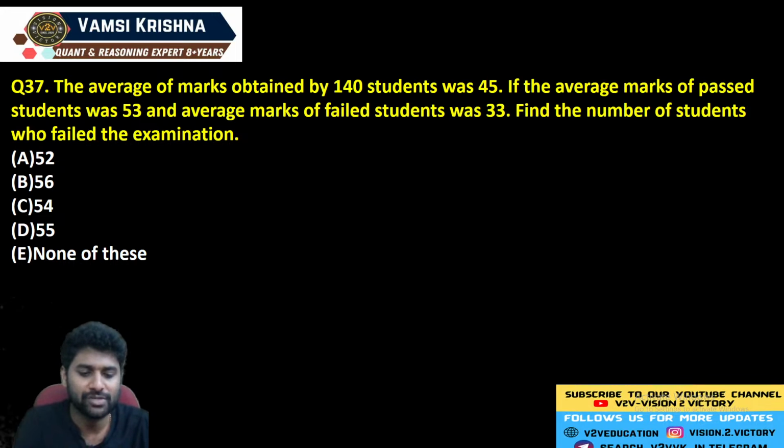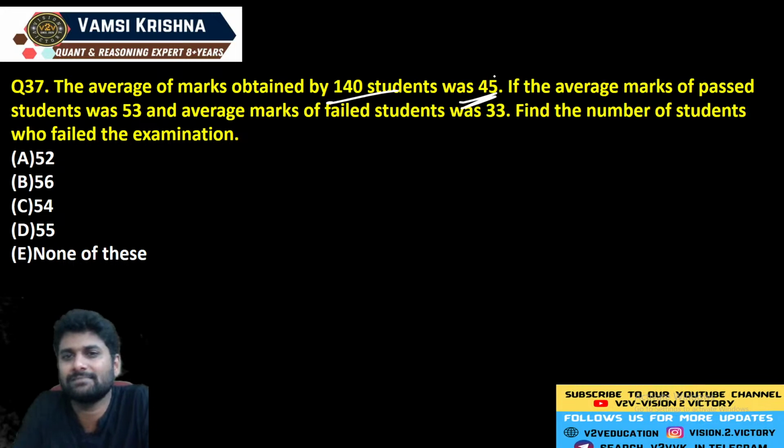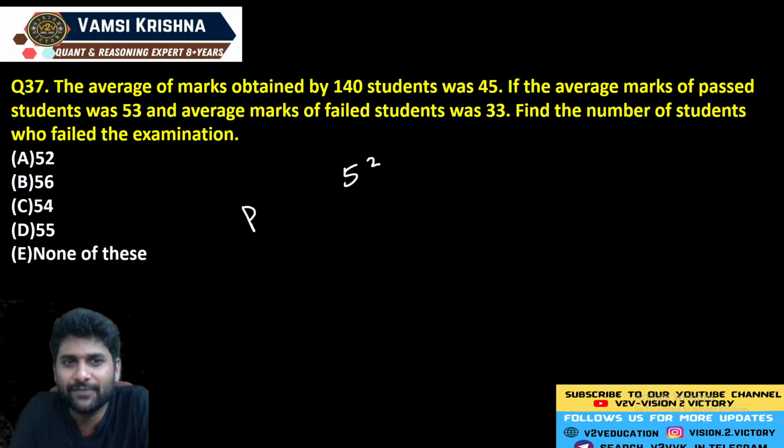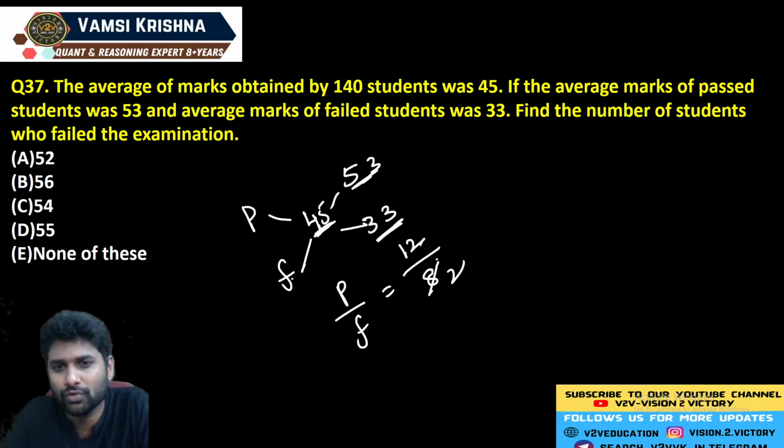Guys, try to understand the concept of allegation mixes. You can save time if you understand the application of allegation mixes, guys. See, the average marks obtained by 140 students was 45. It's an overall average of 140 students. Passed student average is 53. Failed student is 33. And overall average is 45. And you already know that P is the difference of these two numbers. 45, 33. Difference of 12 units. Again, F value is 53, 45. What is the difference? 8. 4 twos are, 4 threes are.